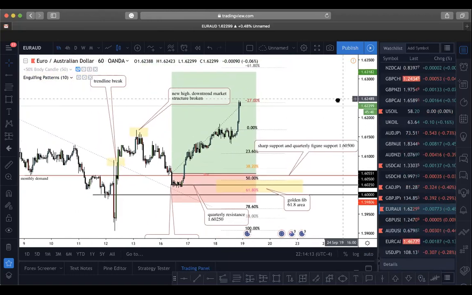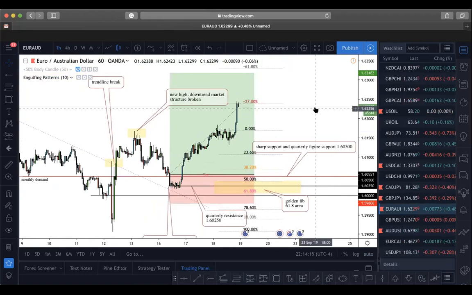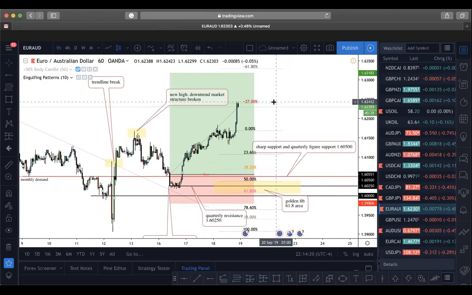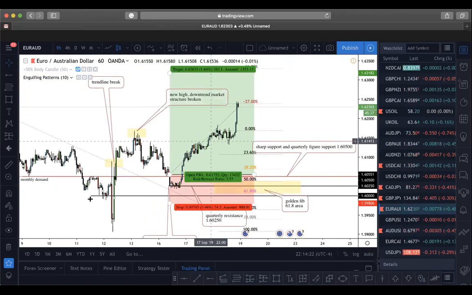I closed half of it. Remember what I told y'all about the negative 27? Watch how the market is reacting, right? Because people tend to take profit. Market drops.